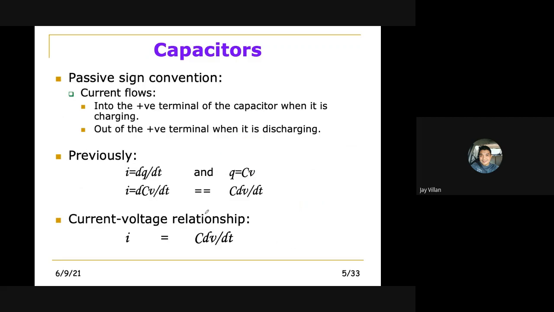Here, current flows into the positive terminal of the capacitor when charging and out of the terminal when it is discharging. So your capacitors charge and then discharge. Of course, it charges when there is a voltage across its terminals, and then it discharges when it sees a load.